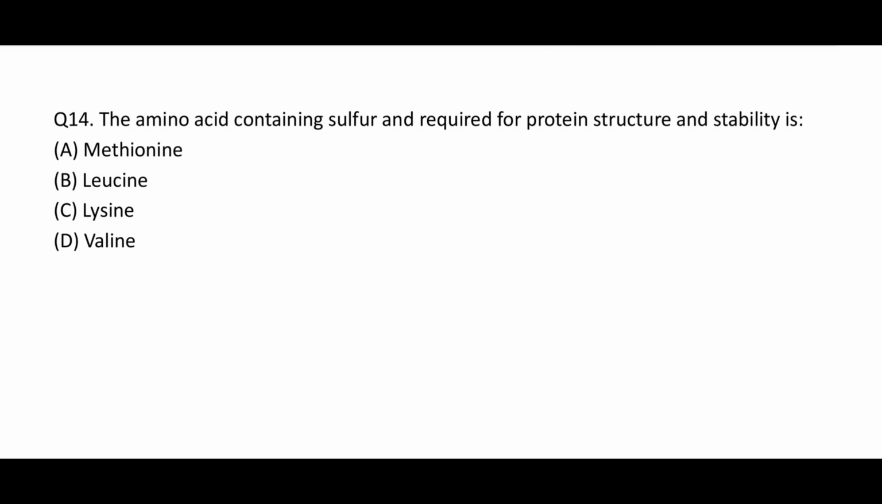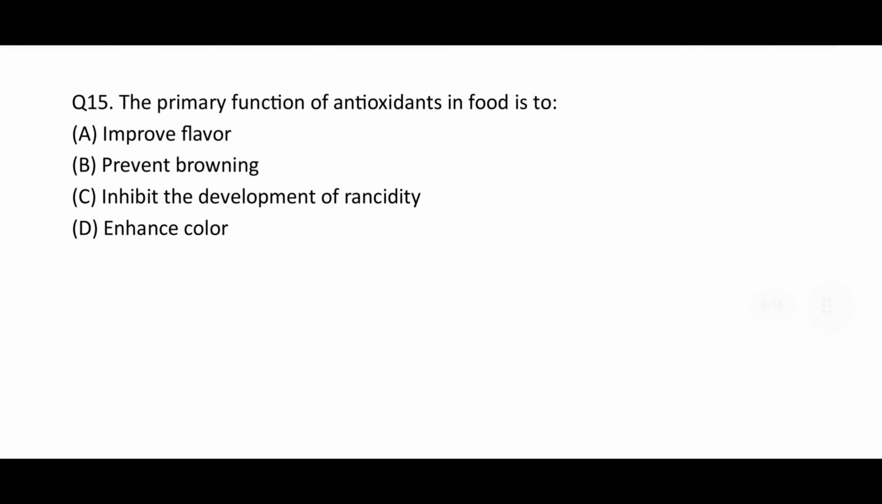Next question is, the amino acid containing sulfur and required for protein structure and stability is. The right answer is option A, which is methionine. Methionine is a sulfur containing amino acid. Next question is, the primary function of antioxidants in food is. The right answer is option C, which is inhibit the development of rancidity. Antioxidants protect fats and oils from breaking down and prevent them from rancidity.